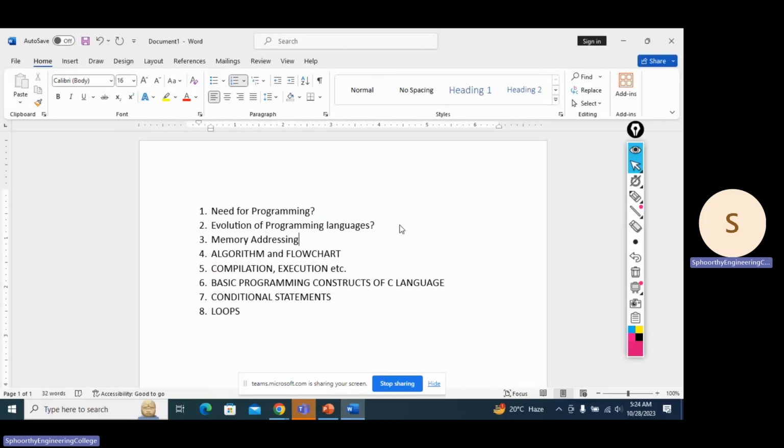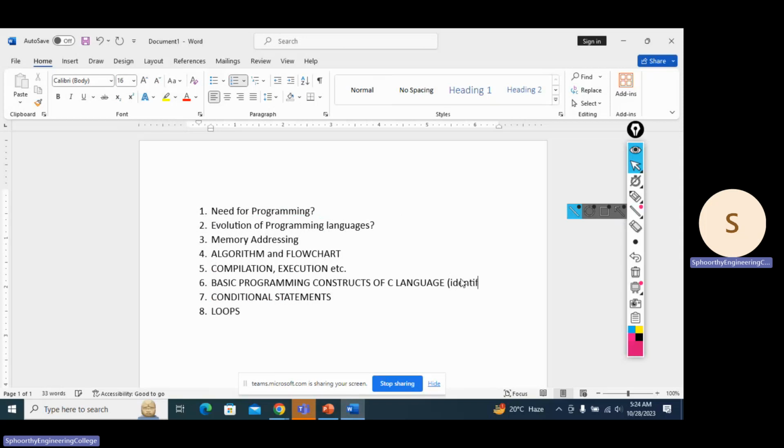So need for programming, evolution of programming languages, memory addressing, these are the concepts which we have already discussed in detail, and again a separate video will be created for each and every topic for the sake of reference. Now, the topics present in your syllabus as part of Unit 1 include algorithm, flowchart, compilation, execution, how a C program is compiled and executed, that we know very well, and basic programming constructs, which include the following things, data types.